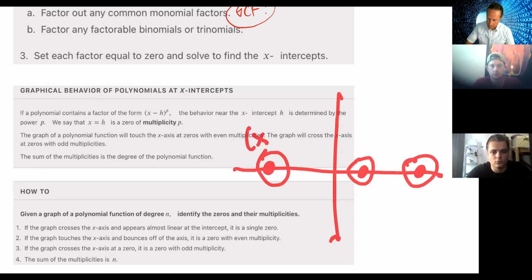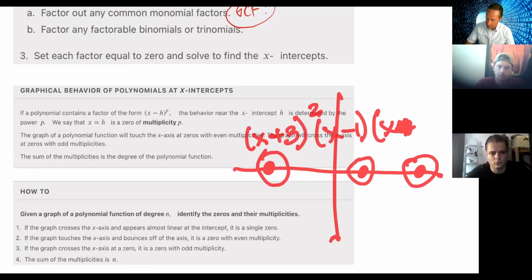If this one right here was, let's say, x plus 3, and it was squared, and then the other one was x minus 1, and then the other one was, say, x minus, I don't know, what does that look like? 5 maybe? So if I made my tick marks, 1, 2, 3, 4, 5, and then this one, 1, 2, 3. You should be able to kind of sketch this out very quickly without using any technology. Okay, the most powerful thing on earth, your mind.